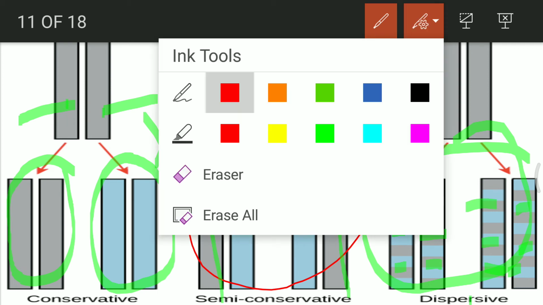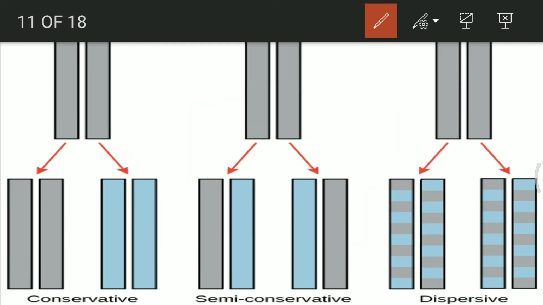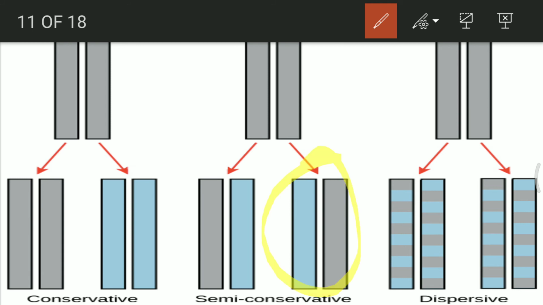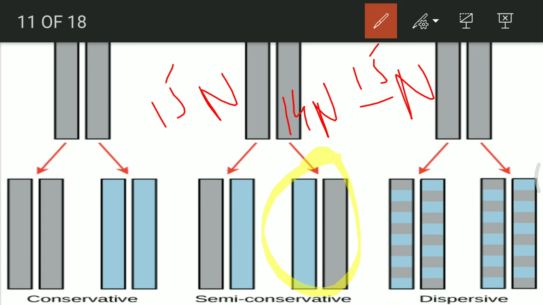And what do we mean by 50% parental as well as the new strand? We mean that this is a condition where N14 is also there, and there is presence of N15 as well. Suppose I say this was N15 and the blue one is N14, so this contains both, isn't it? So that's what Meselson and Stahl actually confirmed.